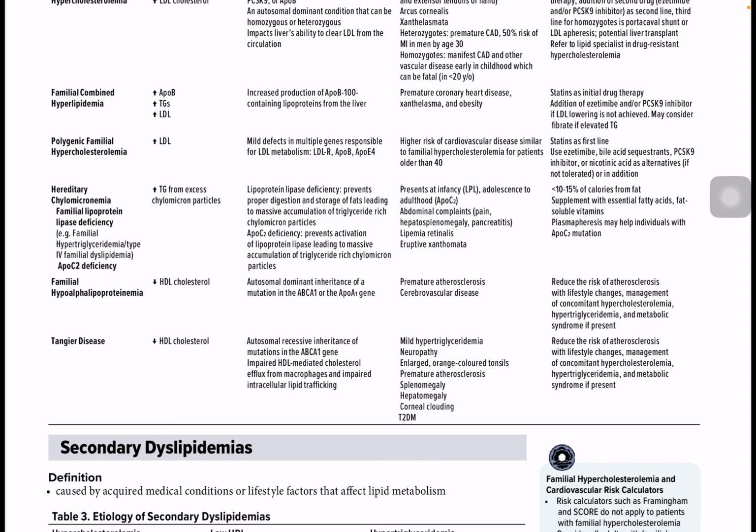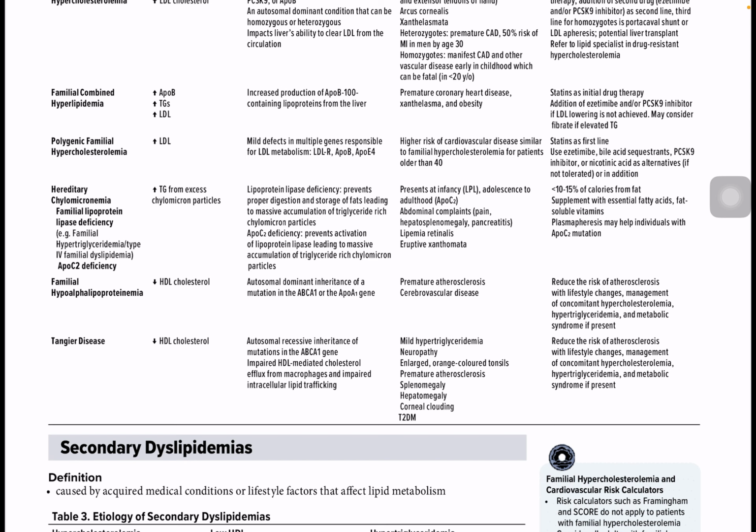Less than 10 to 15% of calories from fat. The treatment for hereditary chylomicronemia is reduction of fat intake. Supplement with essential fatty acids and fat-soluble vitamins; plasmapheresis may help individuals with ApoC2 mutations. Familial hypoalphalipoproteinemia has low HDL, and it's an autosomal dominant inheritance of ABCA1. You don't have to remember this, you just need to remember that it's an autosomal dominant condition and it has low HDL. The name is familial hypoalphalipoproteinemia. That's it. You don't have to get into the details.